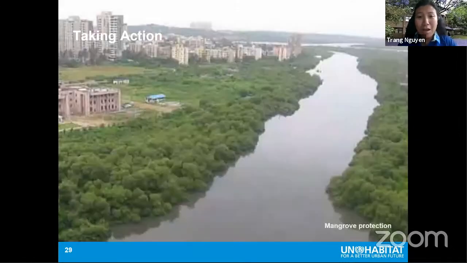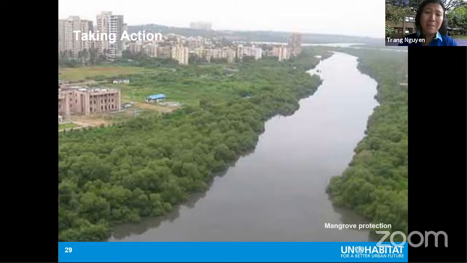Or we could also do this. You might be very familiar with this image, like the green wall around some part of the city. This is Mumbai by the river. By the way, it's not by the sea, but still it serves as a very good kind of protection for the city, especially when floods come, to break the storm surge, the sea surge, etc.